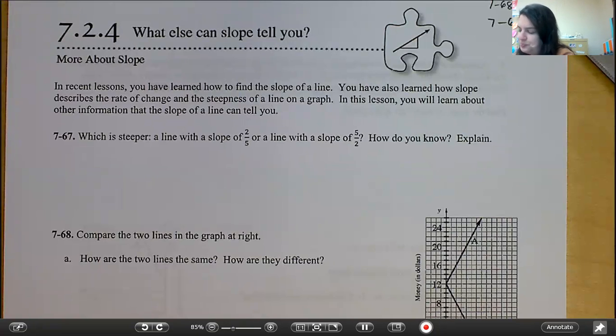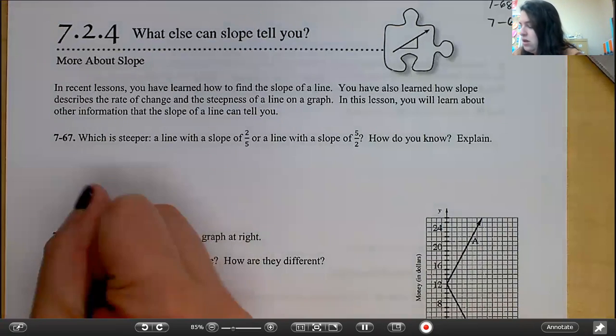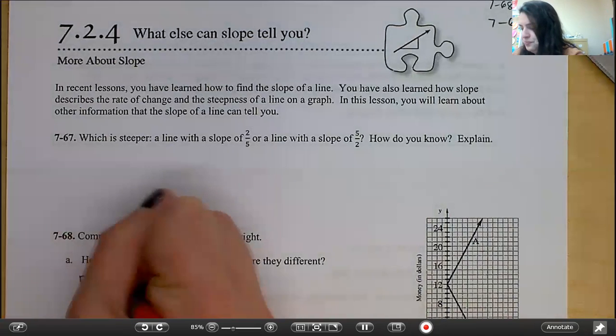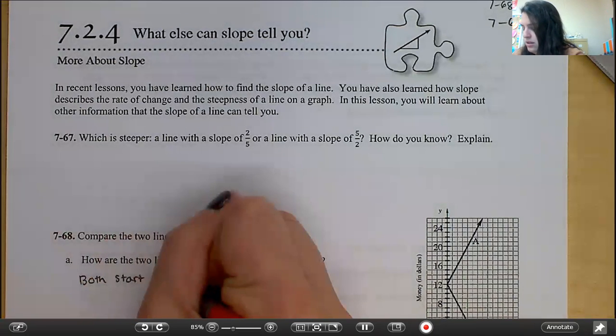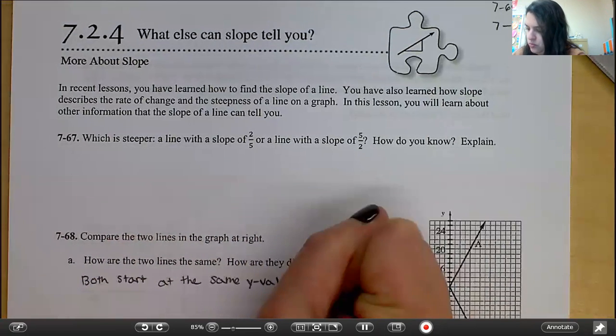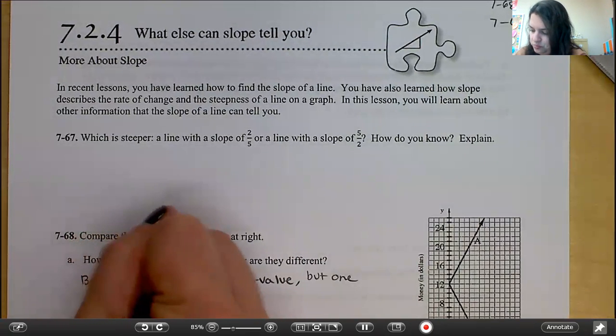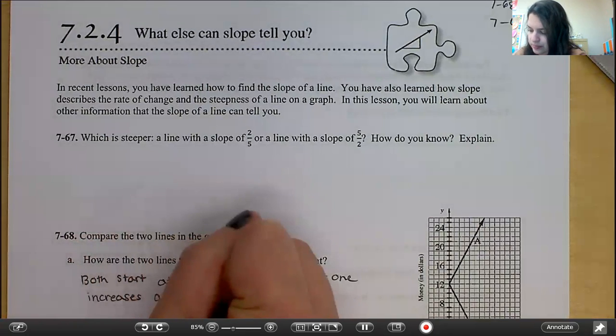So looking at 7.68, compare the two lines in the graph at right. How are the two lines the same? How are they different? So go ahead and pause your video and answer that question. So if you're back with me, you hopefully have some similarities and differences. So they both start at the same y value, but one increases and one decreases.